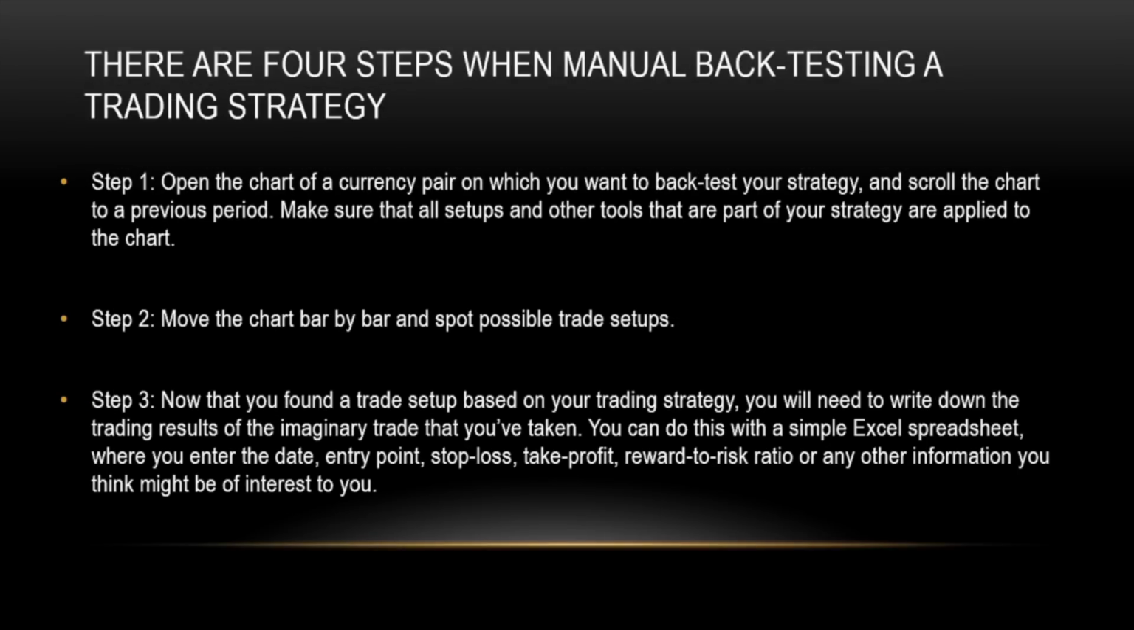There are 4 steps when manual backtesting a trading strategy. So basically here guys, I'll be giving you 4 ways on how to go about doing your manual backtesting of the strategies that we have given you. Step 1. Open the chart of a currency pair or Nasdaq if you are trading indices on which you want to backtest your strategy, and scroll the chart to a previous period. Make sure that all setups and other tools that are part of your strategy are applied to the chart.